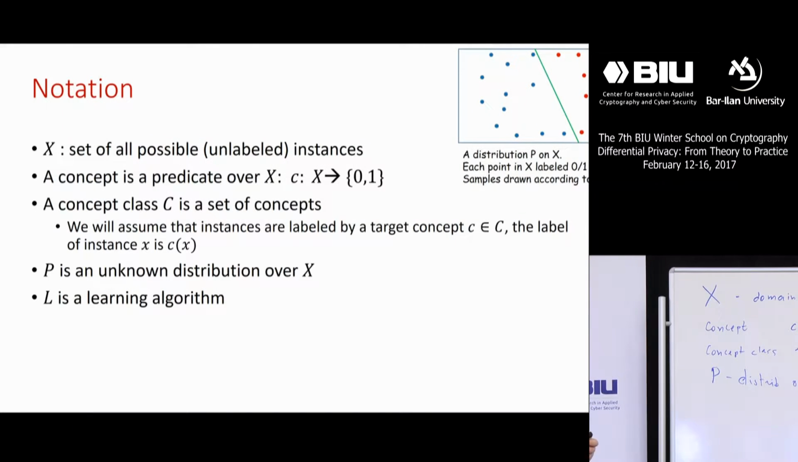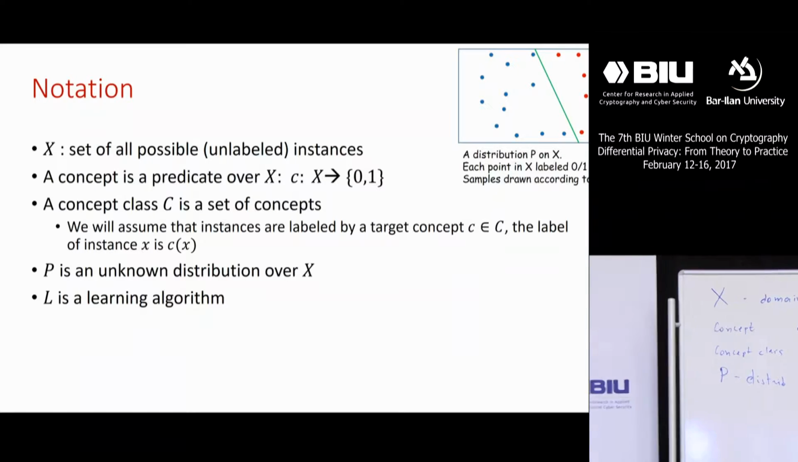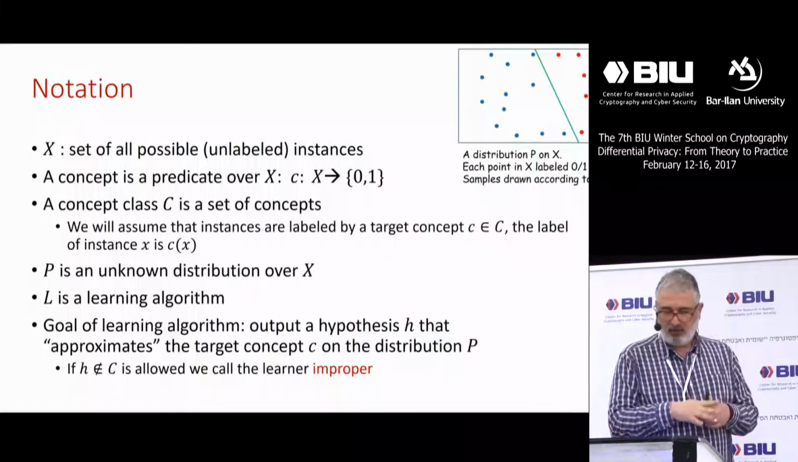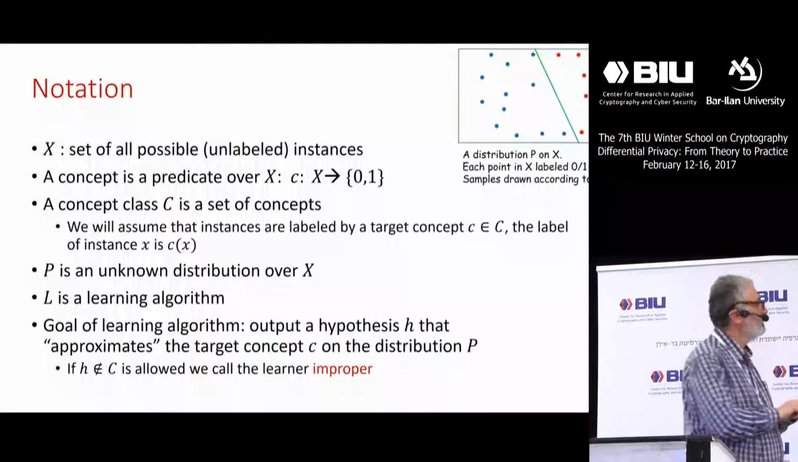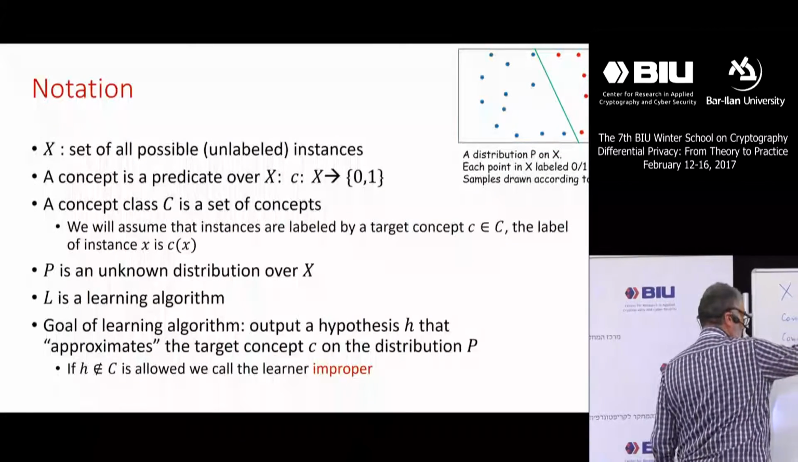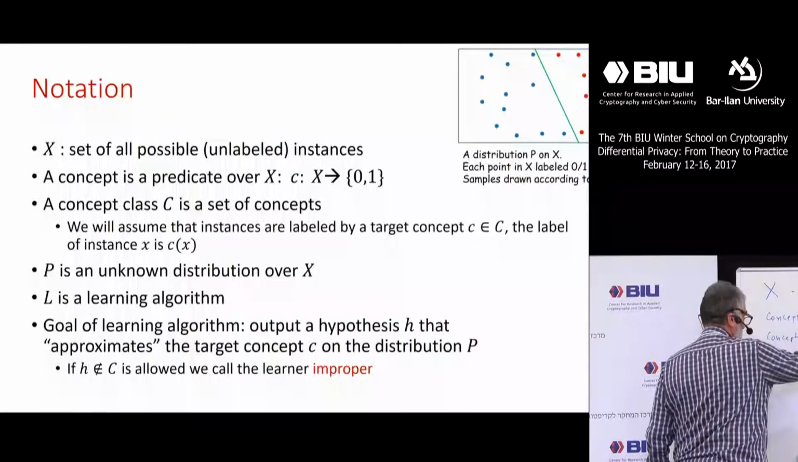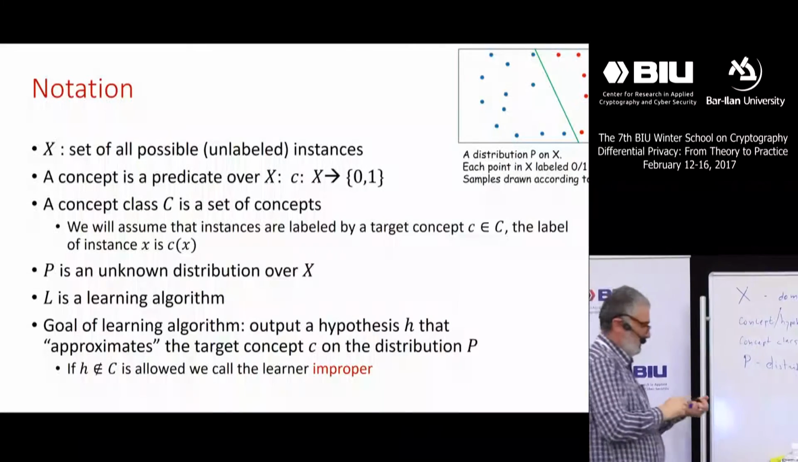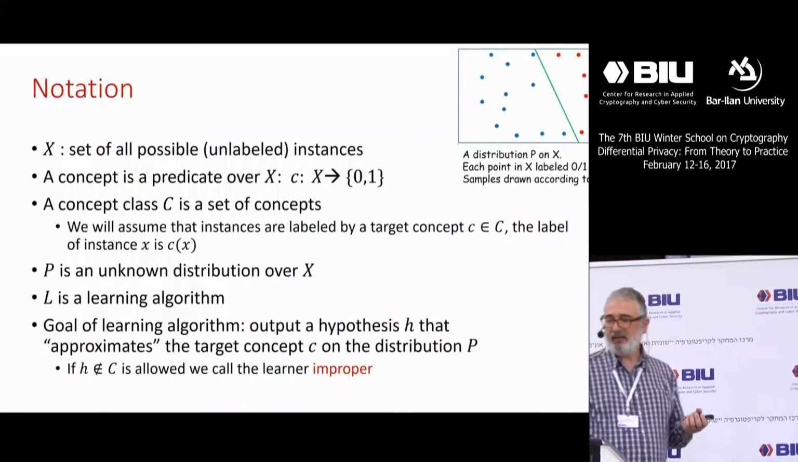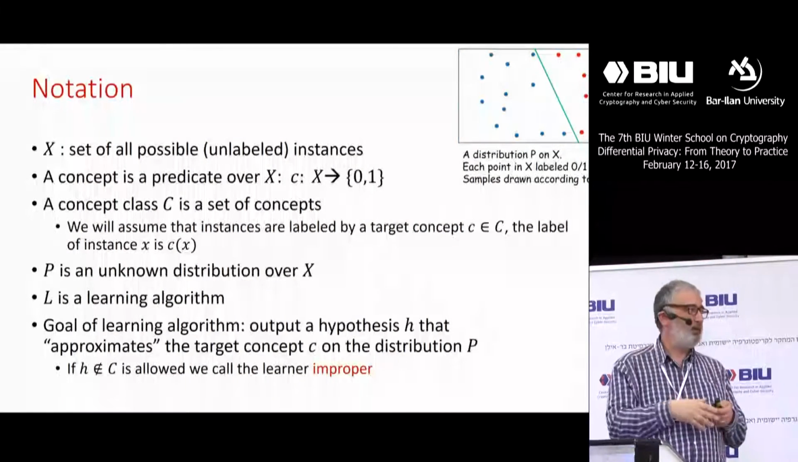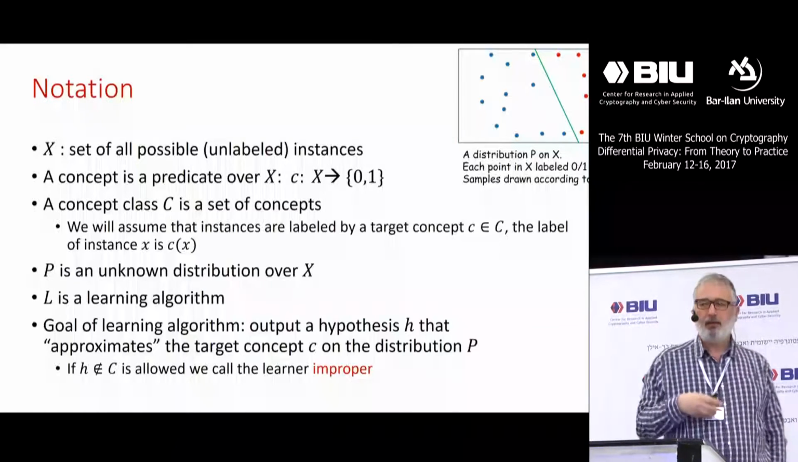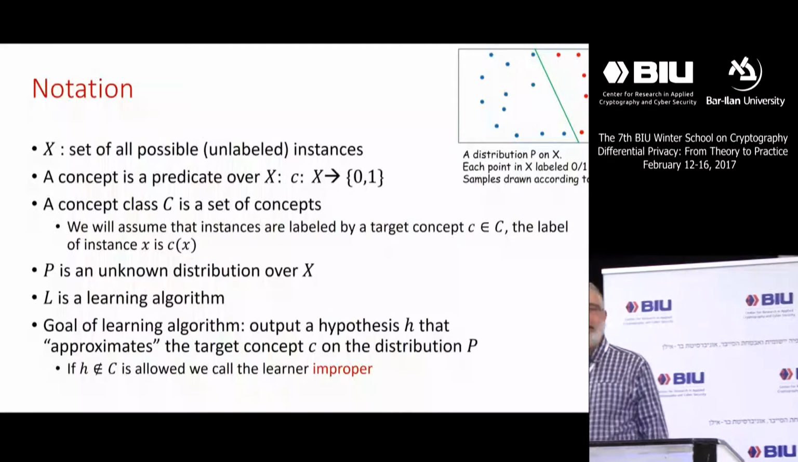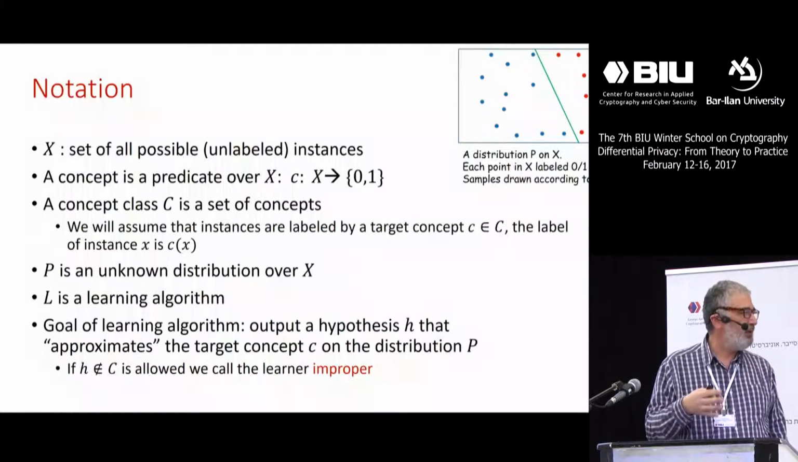And then we'll speak about learning algorithms. The goal of the learning algorithm is to output a hypothesis, and a hypothesis is still just a fancy name for a predicate. Usually I'll call it H. And this hypothesis should be, in a sense, a good approximation for the target concept. And we'll define what a good approximation is, but it will have to take into account the fact that there is this distribution P in the background.